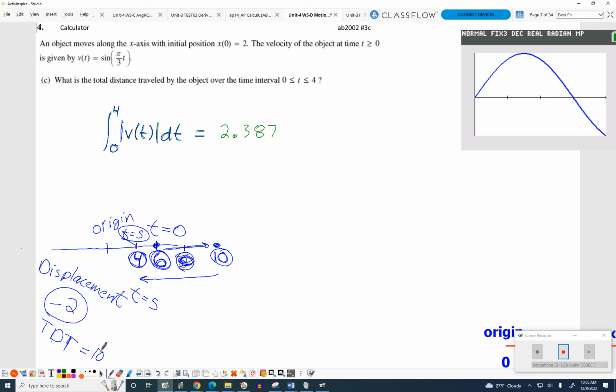Total distance traveled means you integrate the absolute value of the velocity. Displacement means you integrate just the velocity. Because if we want displacement, we have to keep track of negatives. We can't have an absolute value. If we want total distance traveled, we don't want any negatives. That's why we use absolute value.